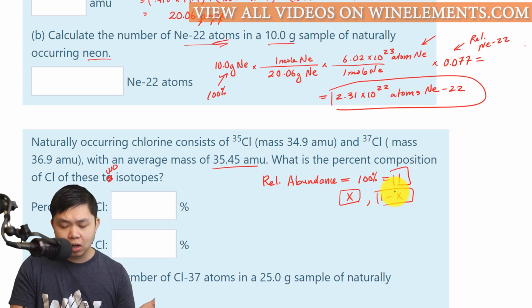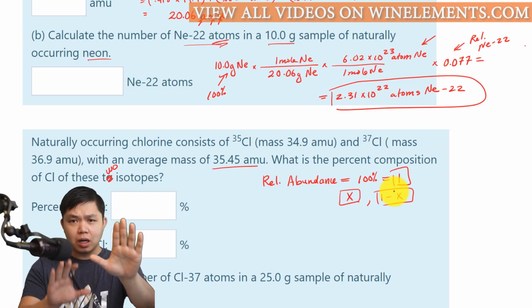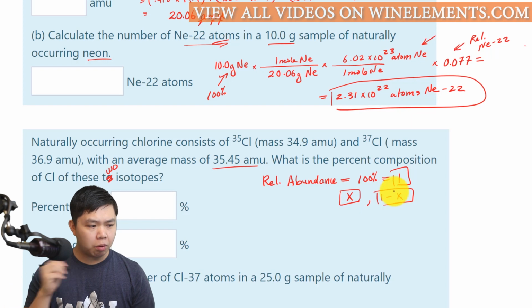1 minus X. So that's how it works because there are only 2 parts. One part is this, the other part must be something else. Now let's go back and plug into our formula.